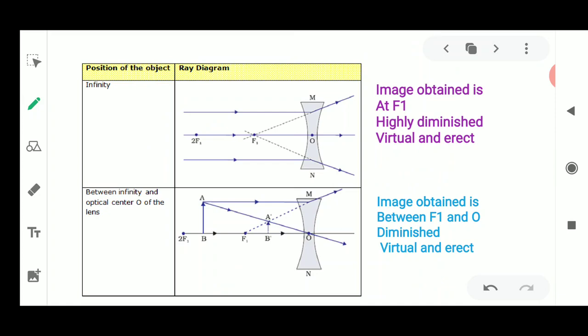Now there are only 2 positions from where we can obtain the image. The first position of this object on this concave lens is that it is present at infinity. Now what happens if the object is placed at infinity? If the object is placed at infinity, it means its size will be very large, so the rays might come from anywhere.